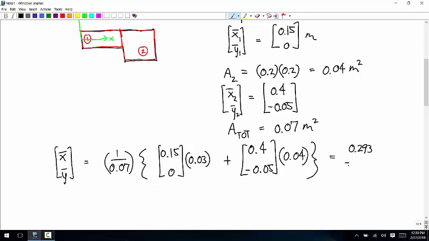0.293, negative what? 0.02029. 0.029. Okay.